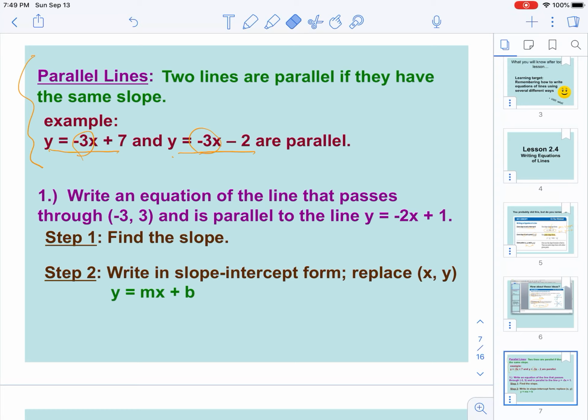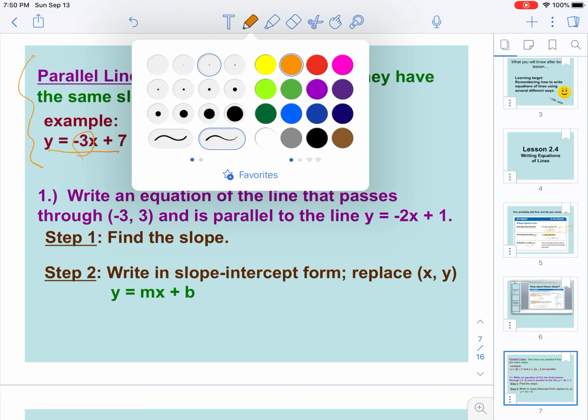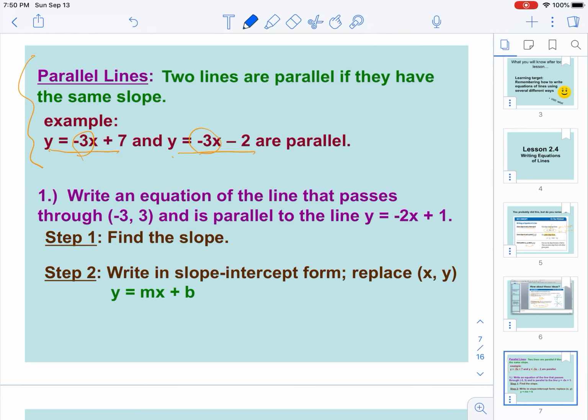That starts this way. Write an equation of the line that passes through this point right here and is parallel to that line. So what we do know is that the slope that's parallel to this line has to have a slope of -2. Because we learned up here, these two lines were parallel because they had the same slope of -3. So down here in this problem, what we can say right away as well is that the slope has to be -2. So we're just going to use that first way to get an equation for the line. I know that the slope was -2.